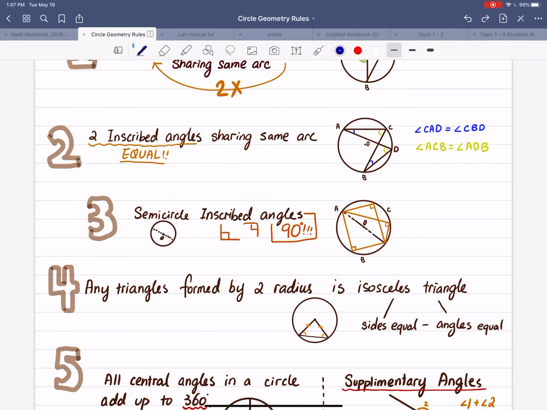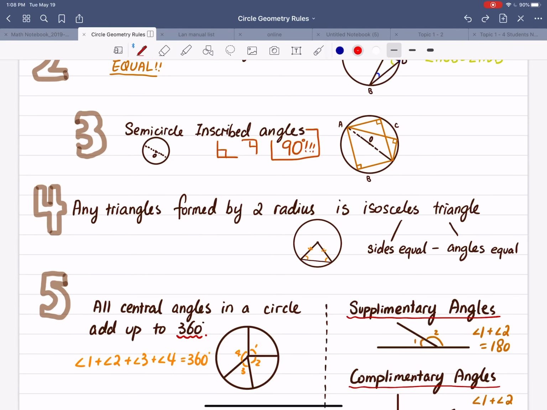Okay, next rule. Do you see that these are two inscribed angles, C and D? Angle C and angle C are two inscribed angles because they're touching the edge of the circle, and they share the same arc AB, so that means the two angles are the same, okay? And then angle CAD and angle CBD are also inscribed angles sharing the same arc CD, so they are the same as well. You're often going to see this kind of design, and it should automatically pop into your head that you have two inscribed angle pairs. Okay, cool.